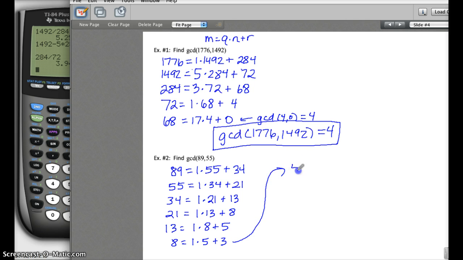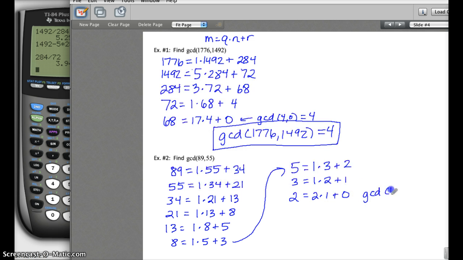Move up here. Start with the 5. 3 goes in 1 time with a remainder of 2. Bring down the 3. 2 goes in 1 time with a remainder of 1. And finally 2. 1 goes in there 2 times, 1 plus 0.